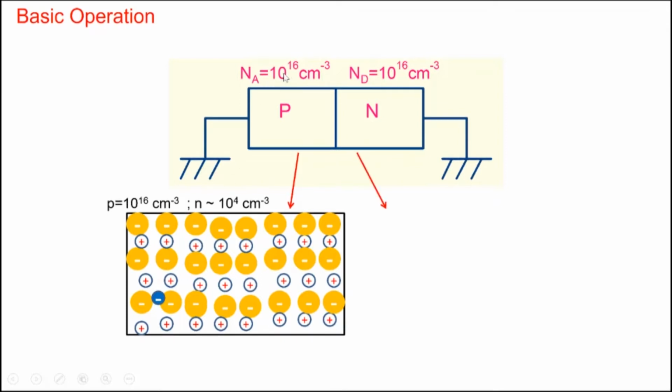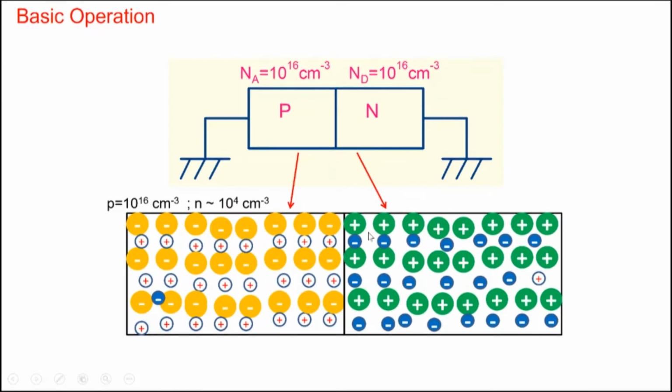For example, we've already seen that if you dope at 10 to the power 16, then the number of holes will be equal to 10 to the power 16, and the number of electrons, giving only order of magnitude, is 10 to the power 4. That's why among all these holes, we have shown only one electron. The ratio is such that holes are much larger in number compared to electrons. So that's the picture of P-type here. And the picture of N-type is just complementary. We have all these positively charged donor atoms, and all these electrons, and very few holes. N equals 10 to the power 16 and P equals 10 to the power 4.